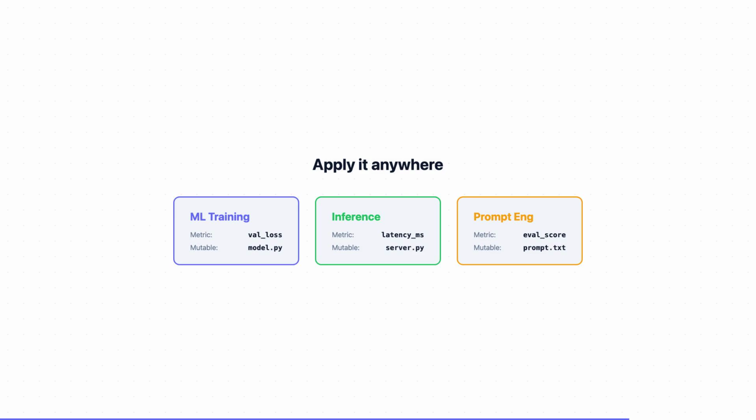The key insight is the constraint. By limiting the agent to one file, one metric, and a fixed time budget, you make the problem tractable. The agent can't go off on tangents. It has to make the number go down.